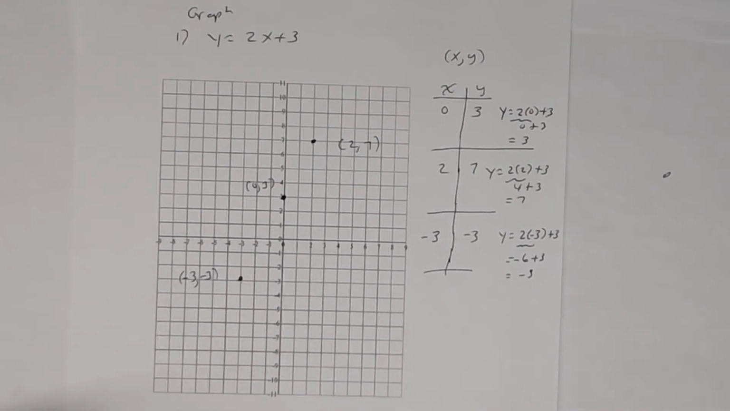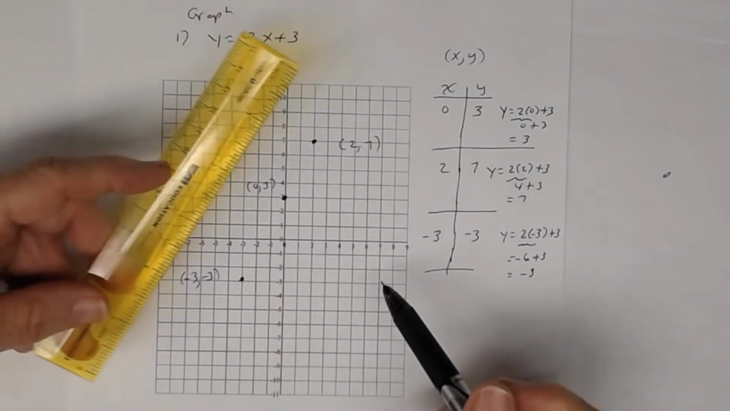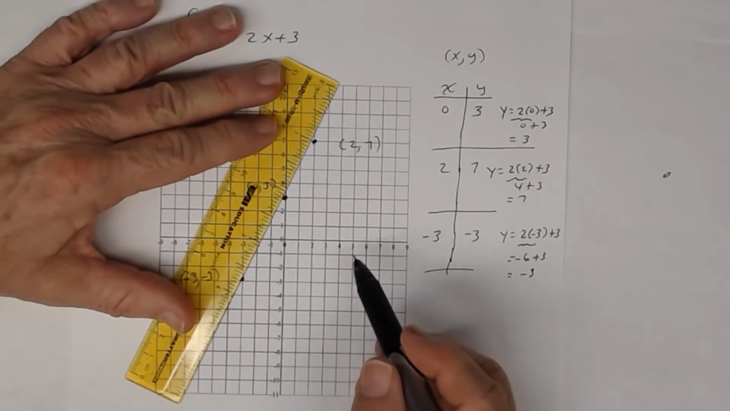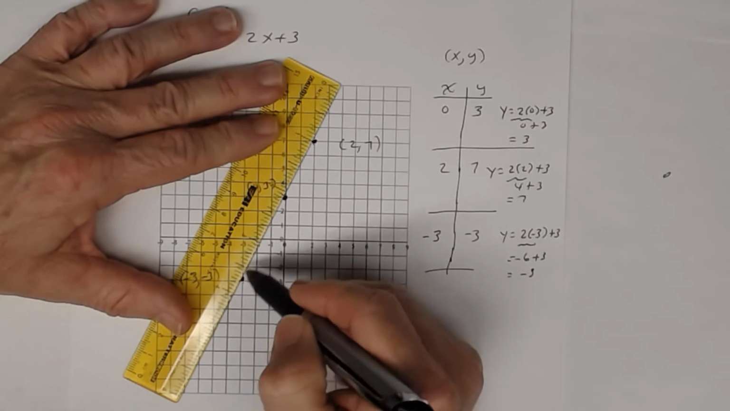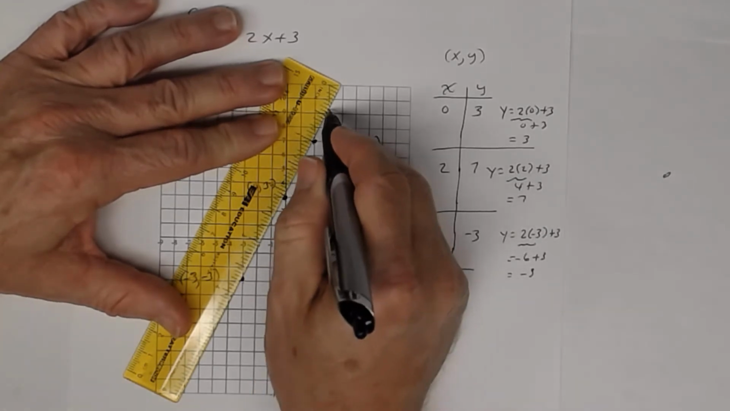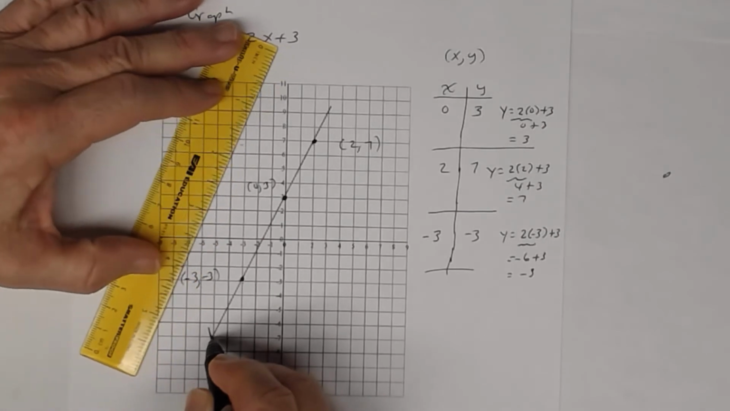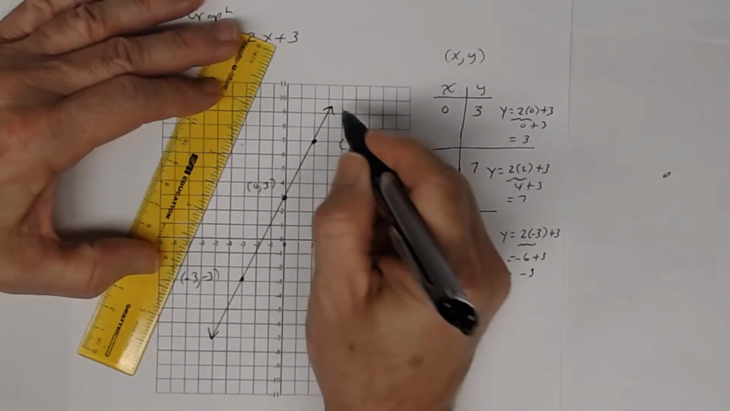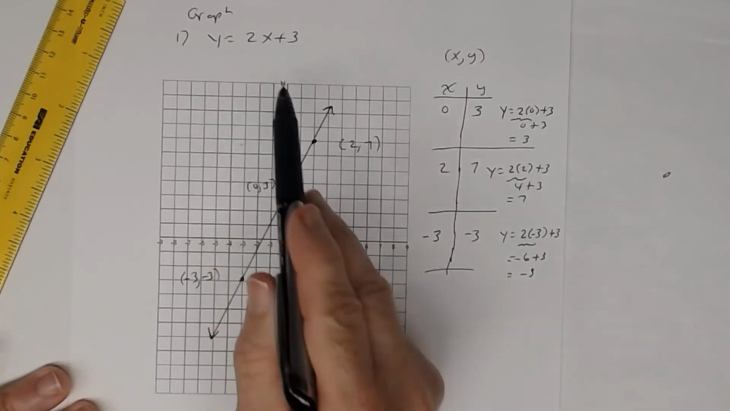Remember we said the graph of the linear equation represents the solutions. So if I take a ruler and draw a line through those points, notice they're collinear. Those 3 points lie on the same line. When I draw a line through them, make sure it extends. Draw your arrows. Make sure you draw your arrows. Now you have the graph of this equation.